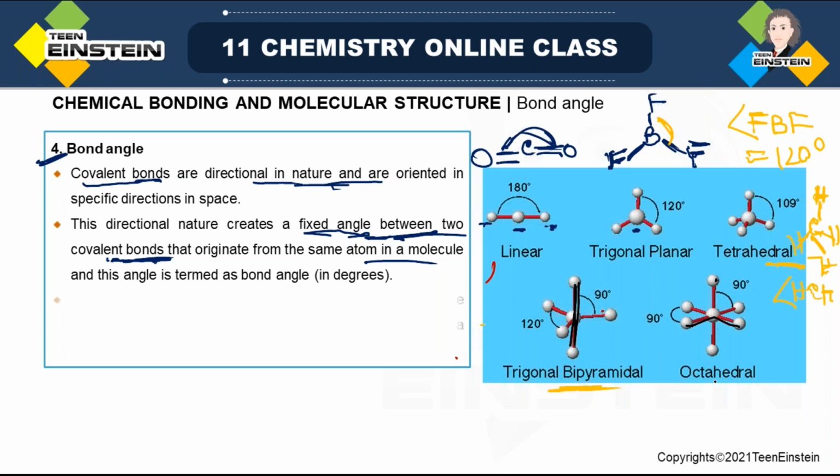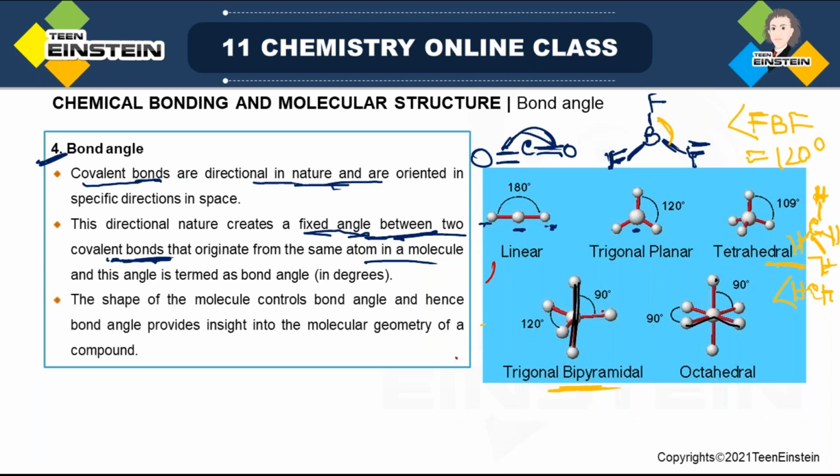So now we can state that the shape of the molecule controls bond angles. What type of shape the molecule is having, depending on that the angle will change, and hence bond angle provides insight into the molecular geometry of the compound. So if you know the angle, obviously you can have some idea about the geometry of these molecules.